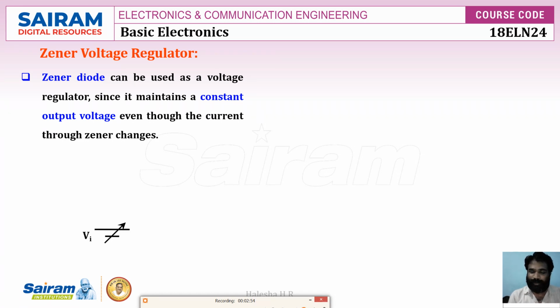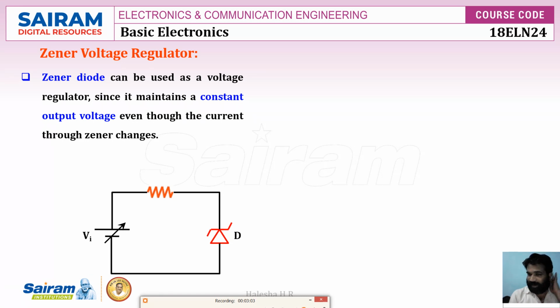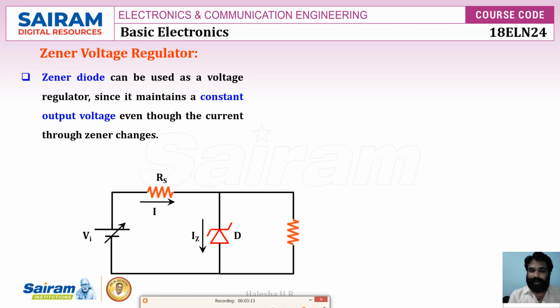This is the input voltage or supply voltage, a variable voltage, and this is the Zener diode. One resistor, called the current limiting resistor RS, and here the current through this is I, and the current through the Zener diode, let it be IZ, and we connect one load resistor RL. The current through this is IL, and we consider the output across RL. This is the Zener voltage regulator circuit.